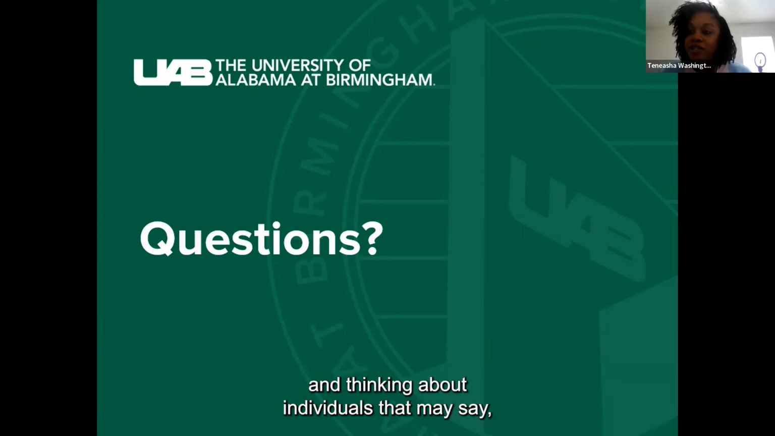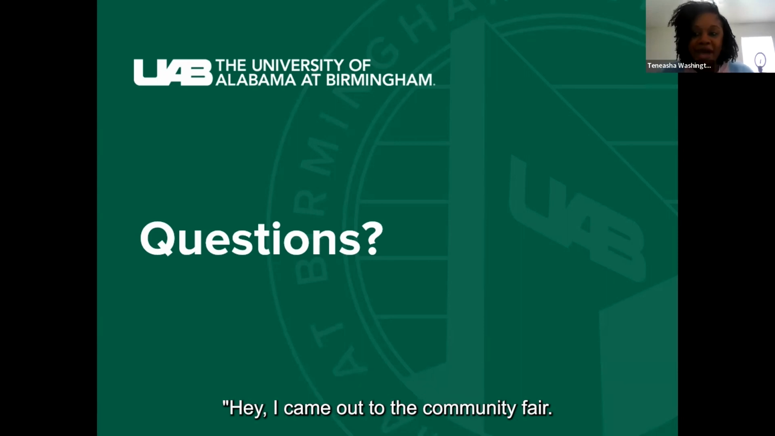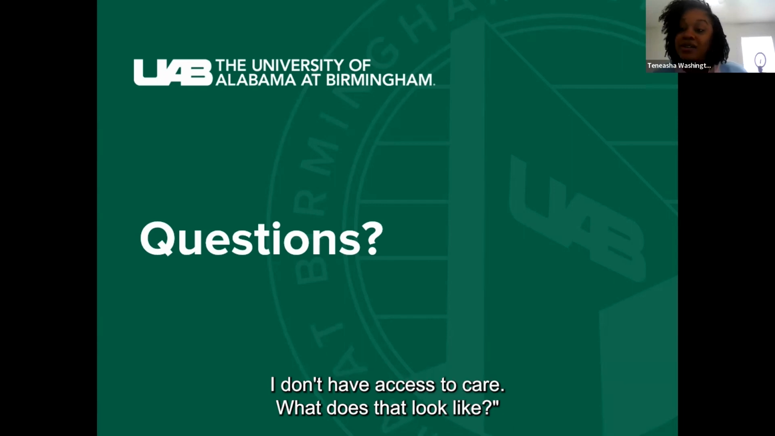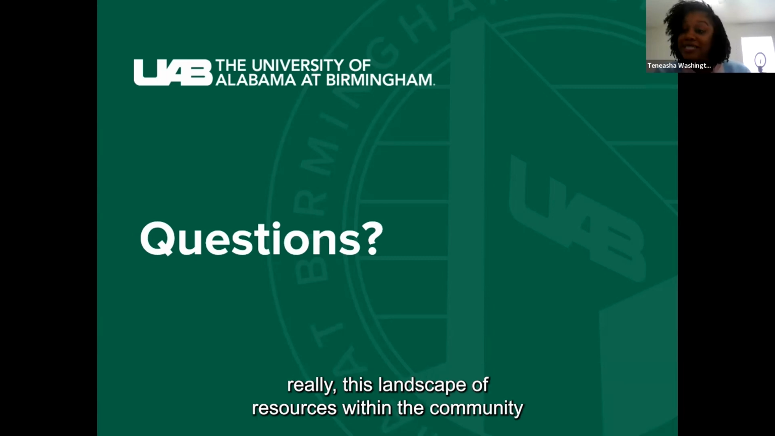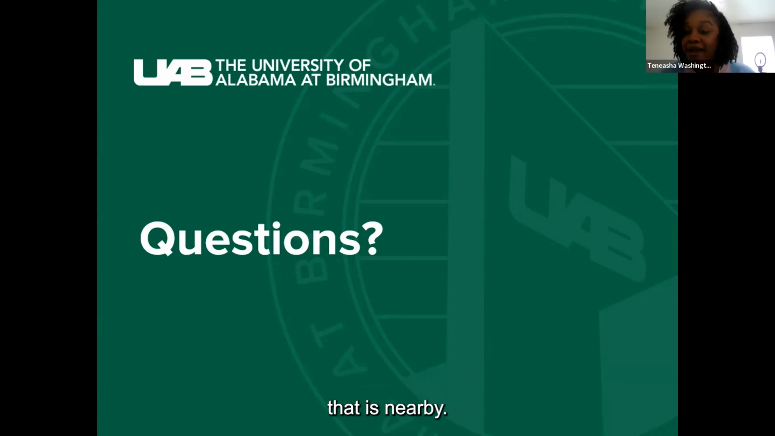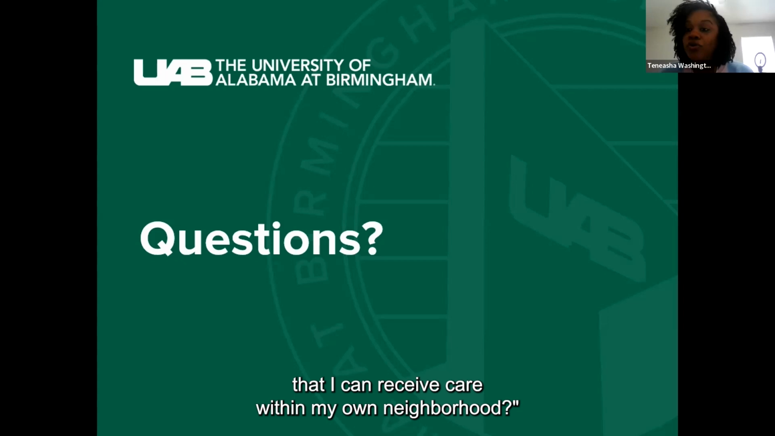But to your point about this resource, I mentioned resource allocation and thinking about individuals that may say, hey, I came out to the community fair. I don't have access to care. What does that look like? So the community health ambassador will have really this landscape of resources within the community that is nearby. If it is pointed out like, hey, maybe I don't live in that area, are there other areas around that I can receive care within my own neighborhood?